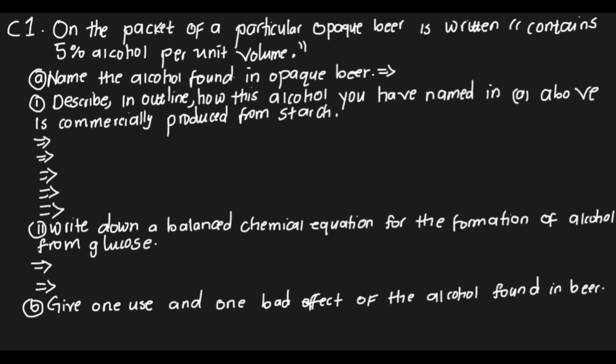Now let's look at the first question here. Name the alcohol found in opaque beer. So this alcohol is ethanol. This is the only alcohol, according to science, that can be made by fermentation using a starch. Now let's look at Roman number 1. Describe in outline how this alcohol you've named in (a) above is commercially produced from starch. As long as we are looking at starch here, we are looking at the formation of ethanol.